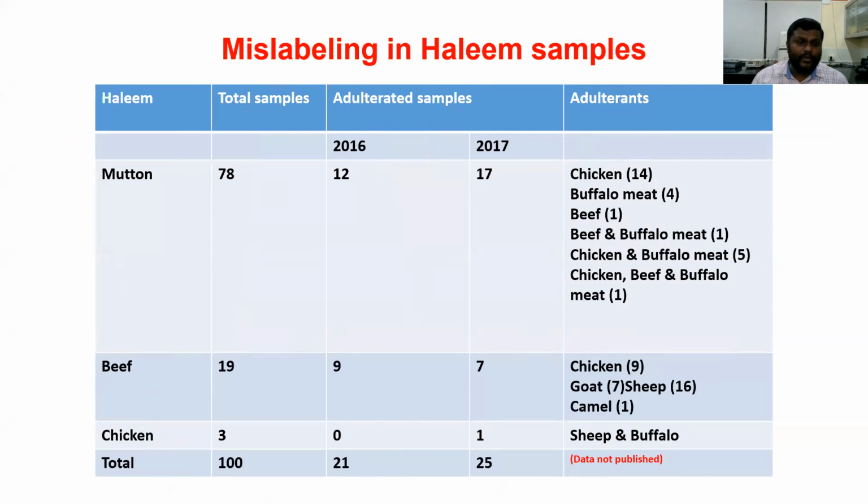We have evaluated 100 samples including 2016 and 2017, and many samples were found to be adulterated. In 2016, 12 mutton samples were found to be adulterated or mislabeled. In 2017, 17 samples were found to be mislabeled or adulterated from mutton Halim itself. In beef also, adulteration was detected in 9 to 7 samples. So we can say that chicken is one of the most common adulterants used in mutton and beef products, to make the price compatible. So this is unpublished data.